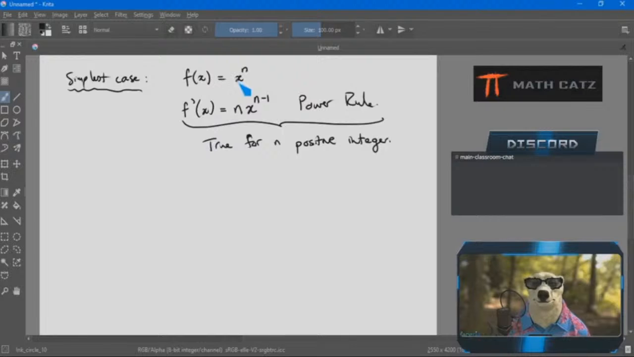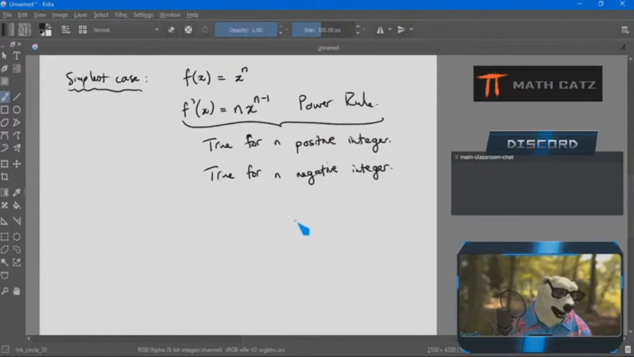Then we looked at 1 over x, x to the negative 1, and we saw that it also works for n being negative. Oh yeah, now the writing is way nicer on my end at least. Oh, so nice and smooth now. Also n negative integers. So that's quite a range.